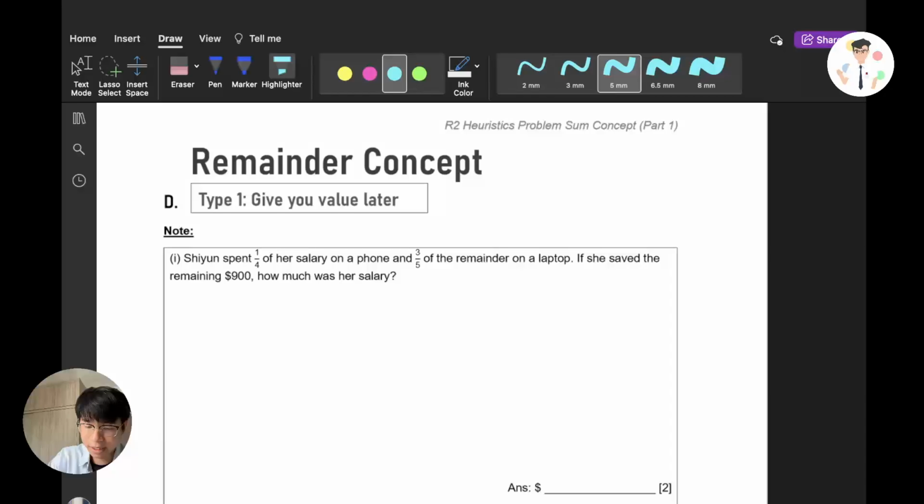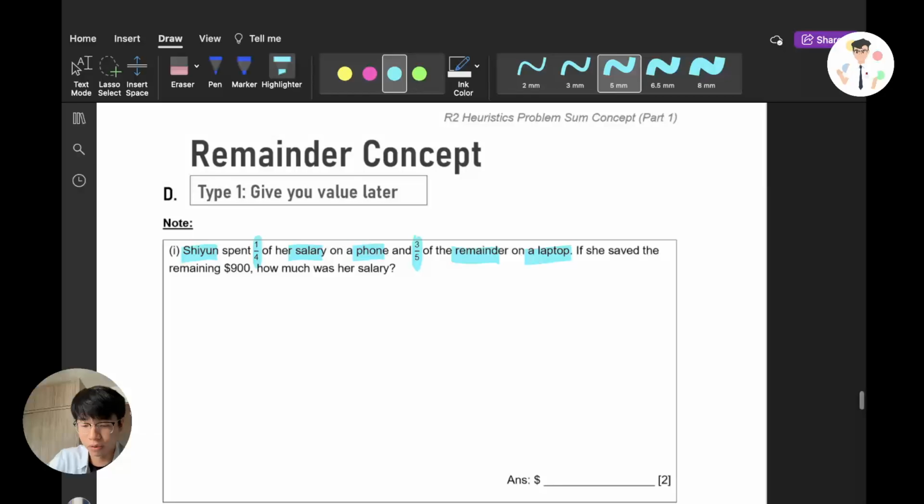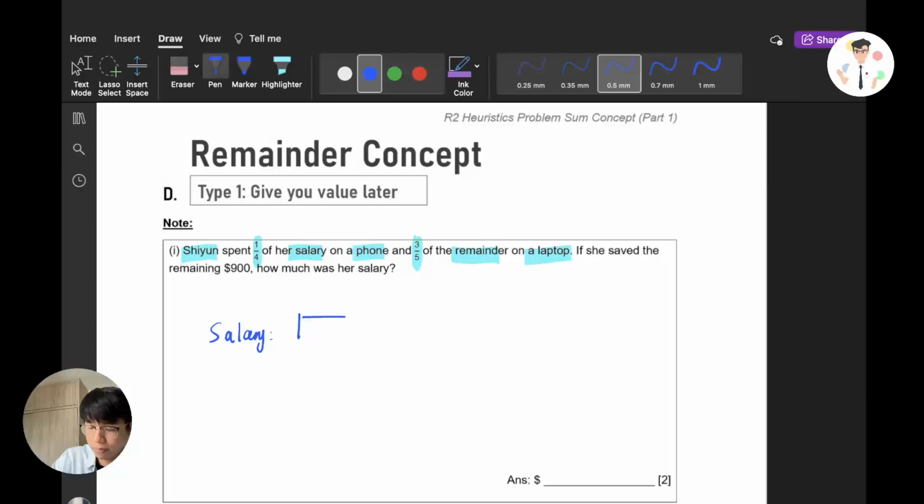Now here says that Shi Yun spent 1/4 of her salary on a phone and 3/5 of the remainder on a laptop. Now let's illustrate this in the form of a bar model. Now I know that this is Shi Yun's salary. I will draw a big model here, and what I do is, here, 1/4 of the salary on the phone. So this basically tells you that this 4 represents the salary and this 1 represents the phone. So I cut like this, like this, like this. So out of the 4 units of salary, I spend only 1 unit on this phone.